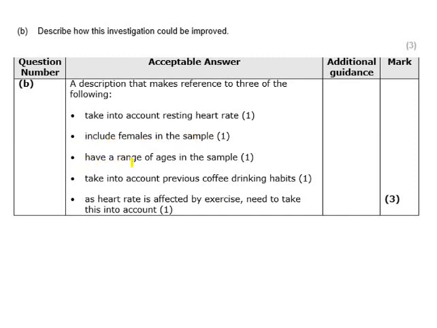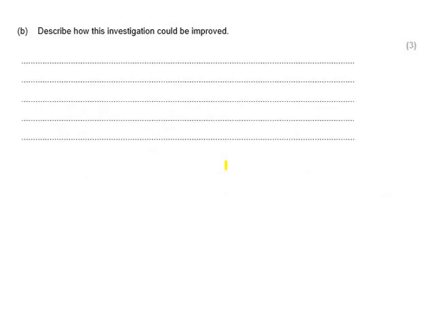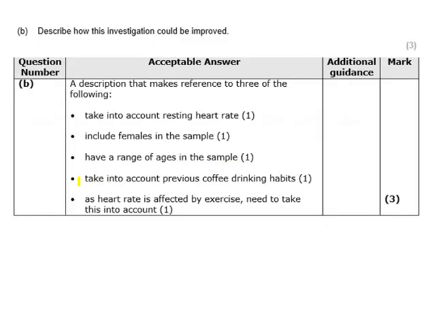And we could have included a range of ages in the study as well. We've only used males of the same age. Take into account any previous coffee drinking habits. So have they already drunk coffee earlier that day? Do they drink coffee quite often? And finally, because heart rate can be affected by exercise, that needs to be taken into account as well. So that means that some of the participants might be quite active, the others might not be, and that again could be influencing the heart rate and not the caffeine itself.